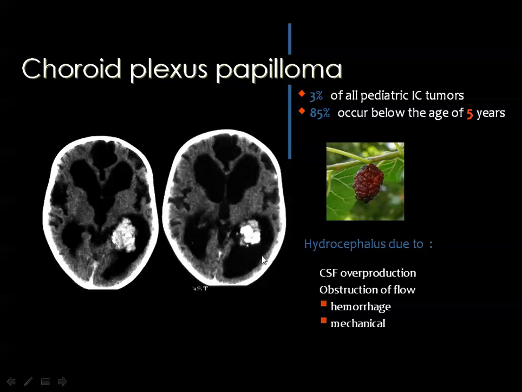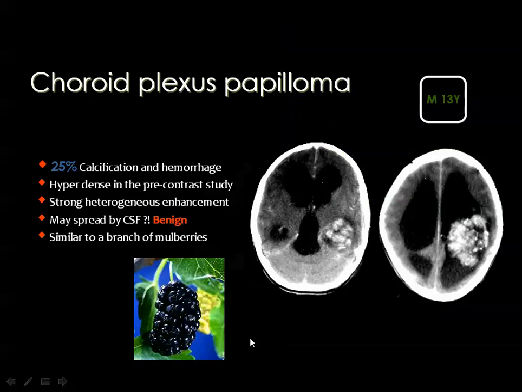Also, the tumor may obstruct the CSF flow because of mechanical obstruction or because of hemorrhage. And this tumor, as you all know, is very vascular, and it frequently bleeds within the CSF spaces. Then the choroid plexus papilloma, about 25% of the lesions may show calcium and hemorrhage, and being a benign or almost benign lesion, but it may show CSF seeding.